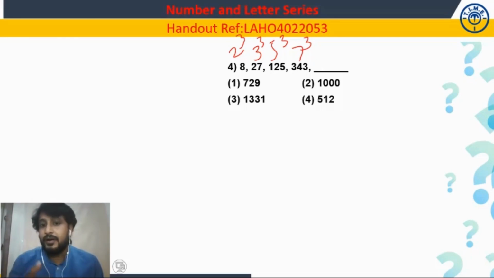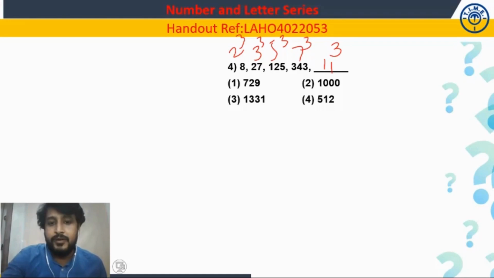Logic is cube. Fine. What are the given numbers? Which number cubes? 2 cube, 3 cube, 5 cube, 7 cube. 2, 3, 5, 7. It comes under which classification? Prime numbers classification. 2, 3, 5, 7 are consecutive prime numbers. So, after 7 prime number is 11. And the logic applied is cube. So, 11 cube, 1331. Choice 3. Consecutive prime number cubes. Starting from 2.